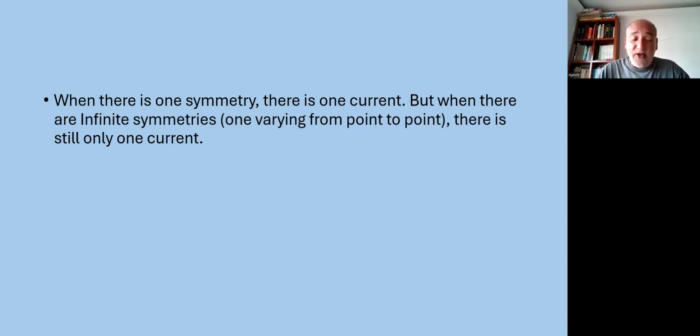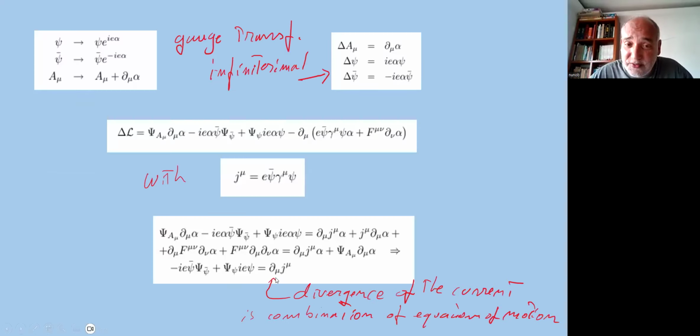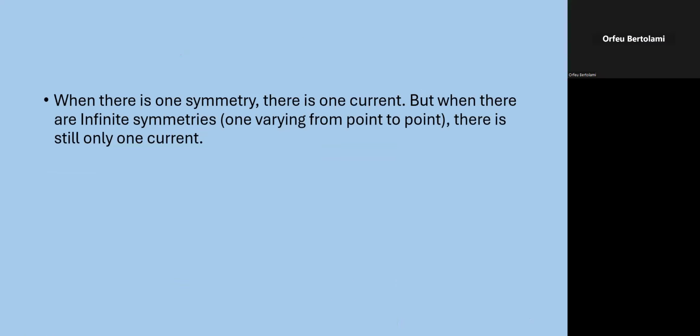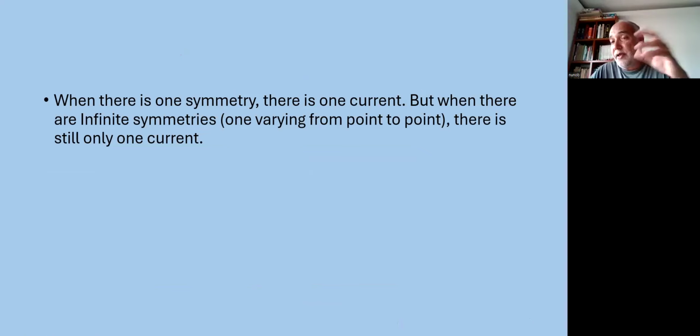Now, in fact, we can see from this previous calculation that the derivatives of the gauge parameter disappear. And we end up only with this multiplied by alpha, then alpha cancels. So the same current is obtained for all gauge transformations. So this answers my question. Even if you have a local gauge transformation, you still get only one conserved current.